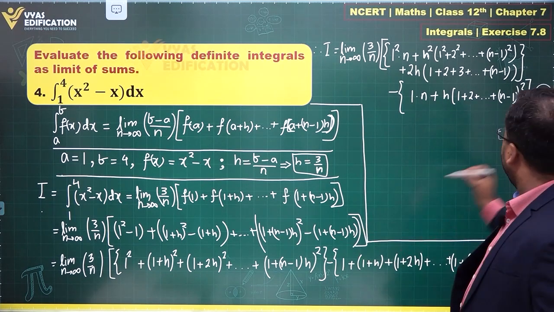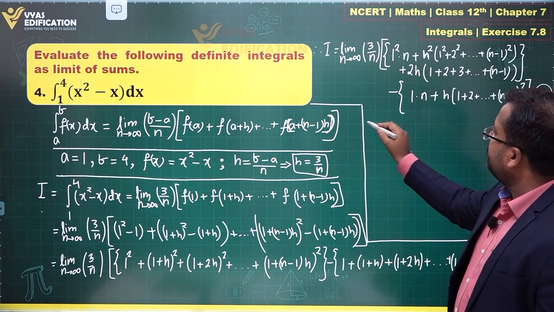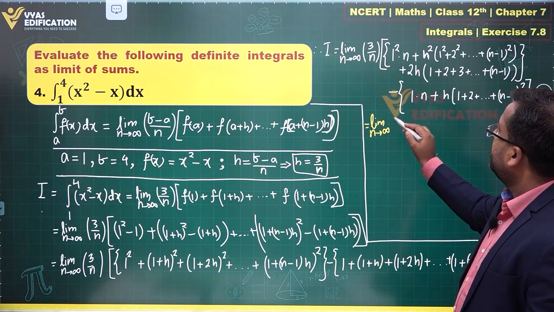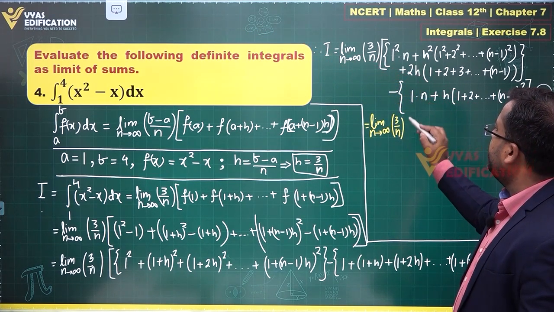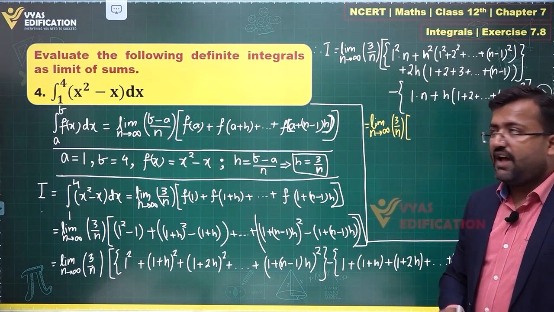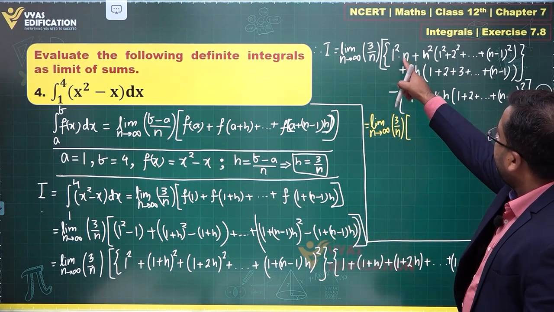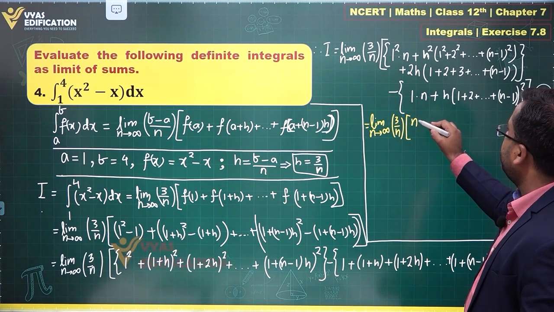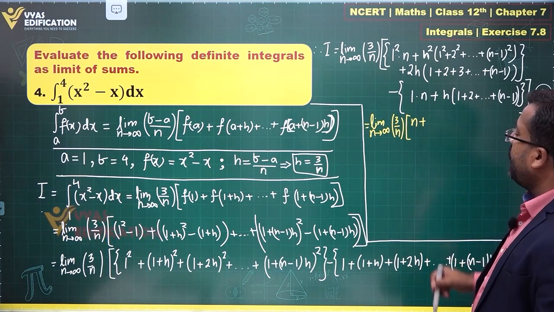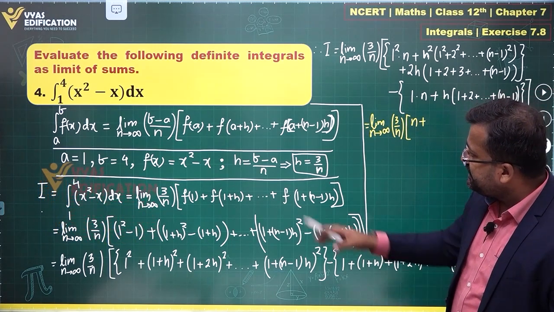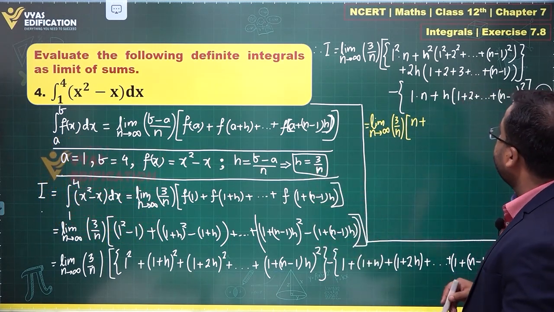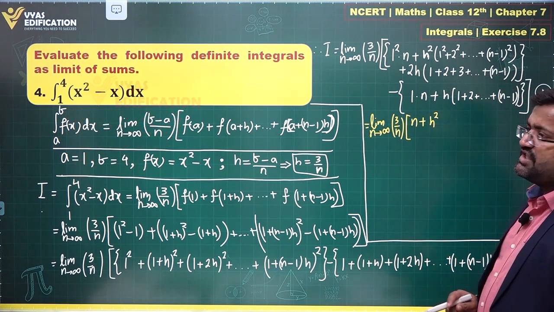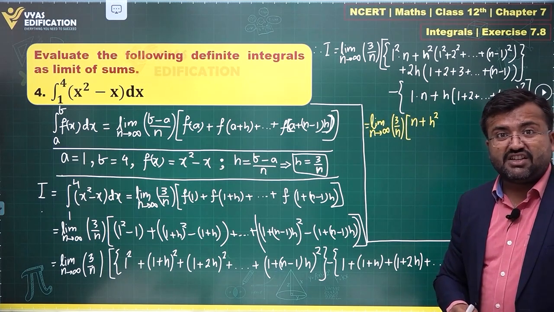Okay, now the next step. Let us use a different color. This becomes limit n tends to infinity, 3 by n remains outside in the square brackets. What do I have? I have n, then I have this expression in the curly brackets, n plus h square. Watch it. What is h square? h is 3 by n actually. We'll replace that later. But h square times this whole expression, sum of squares up till n minus 1.